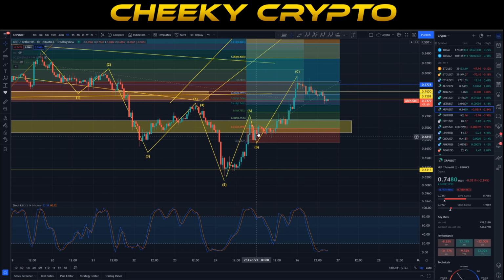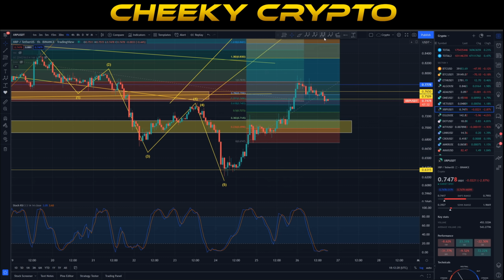And again, you can count all the little waves inside there if you want to. You could also argue that we actually had an A wave up here, a B wave down, and then an impulsive move, making this a fourth wave down. And that's very possible, and it might mean that this actually ends up going a lot more of an extended wave to the upside.